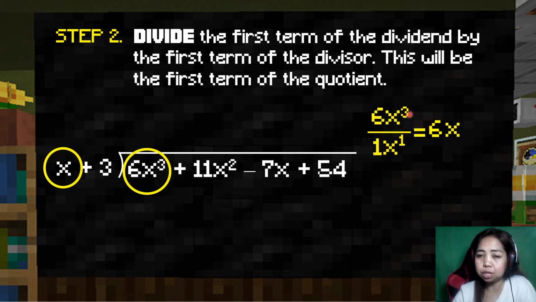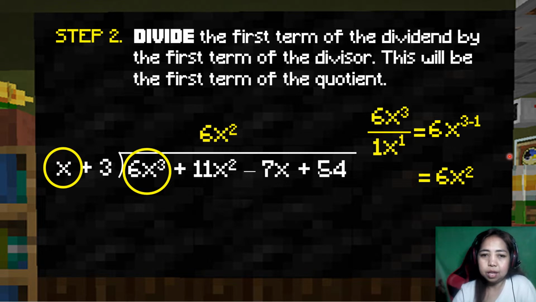So, yung exponents natin sa numerator, divided by yung exponent natin sa denominator. So, we have 3 minus 1. So, we have 6x squared. 3 minus 1 is 2. Ilalagay ngayon natin yung sagot natin dito. Mas maganda kung katapat na siya sa x squared.